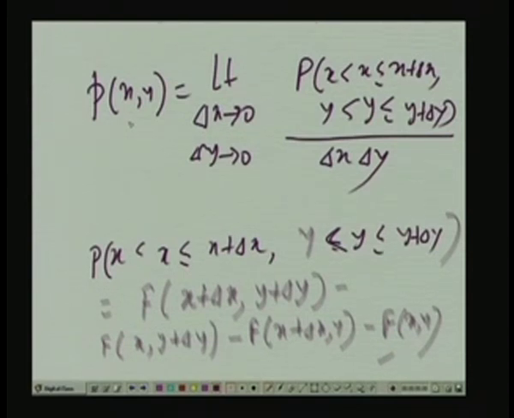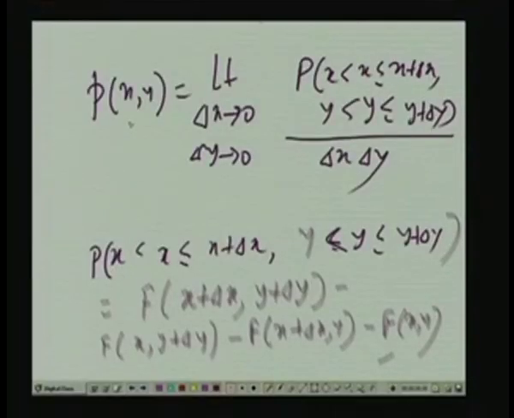I repeat again, what is the probability of the x y pair falling within that infinitely small rectangular area delta x delta y located at the point x y? Obviously, that will be equal to p of x comma y times delta x delta y. So, what is the probability of the x y pair falling within the total region D? It will be nothing but a summation of these infinitesimally small probabilities over the entire region.